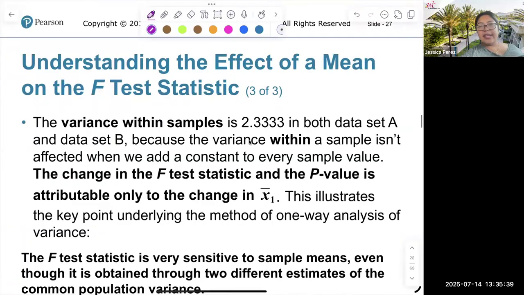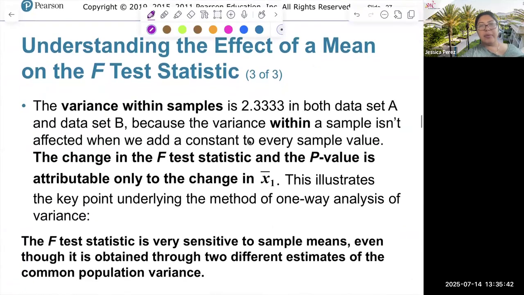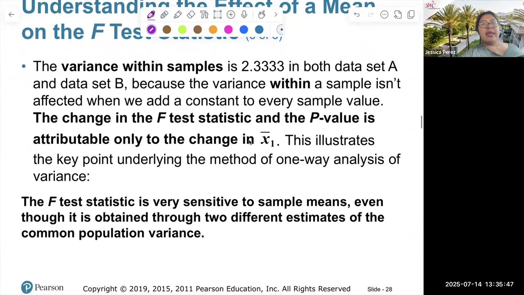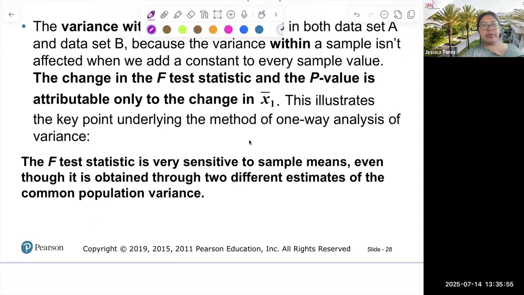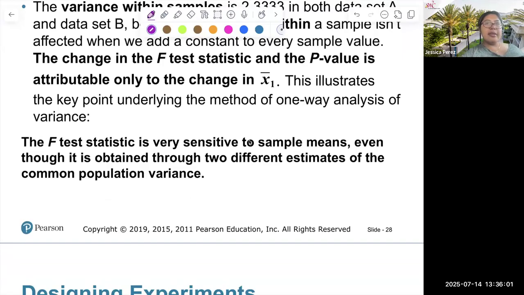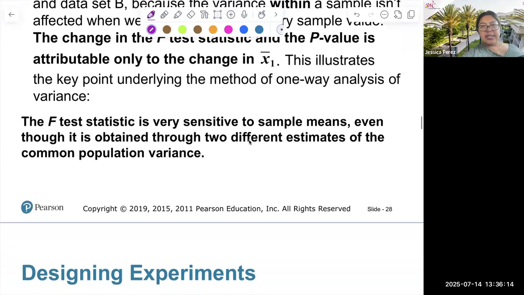So the variance within samples is 2.33 in both data sets. Because the variance within samples isn't affected when we add a constant, the change in the F-test statistic and the p-value is only attributed to the change of the mean. So this illustrates the key point underlying the method of ANOVA, and this is the key point: the F-test statistic is very sensitive to sample means, even though it's obtained through 2 different estimates of a common population variance.